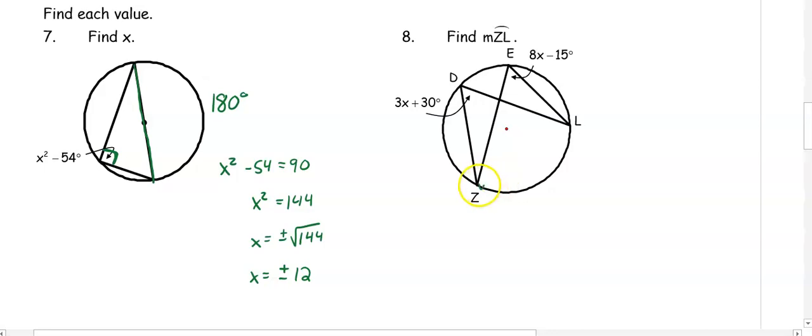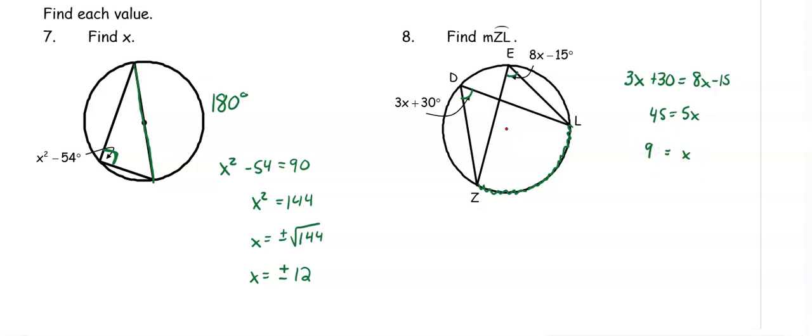In number 8, we want to find the measure of arc ZL. Well, we see that angle D and angle E are both intersecting that arc, so we know that those are congruent. 3x plus 30 is going to equal 8x minus 15. So we get 45 equals 5x. When we divide, x is 9.